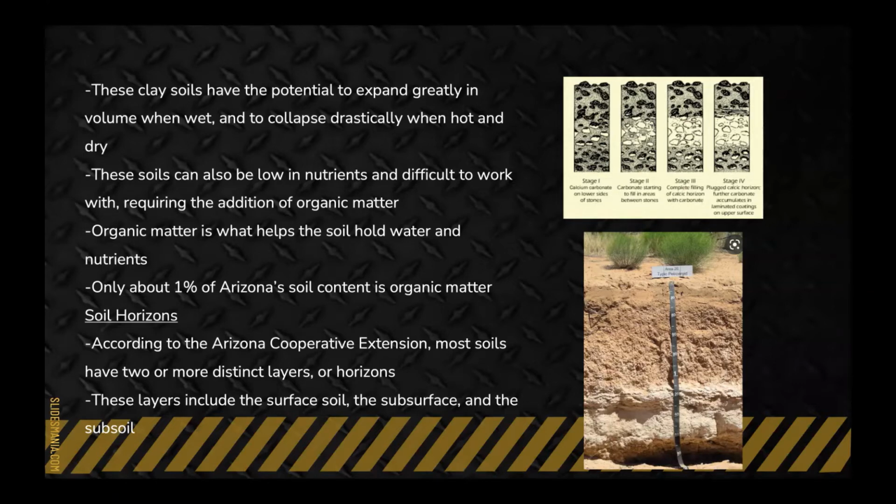According to the Arizona Cooperative Extension, most soils have two or more distinct layers. They're also called soil horizons. These layers include the surface soil, the subsurface, and the subsoil. And so all that organic matter is stored in the surface layer, which is why the plant roots obtain their nutrients and their water from that layer. But these layers differ in color, texture, consistency, and structure, as well as chemical characteristics and composition.